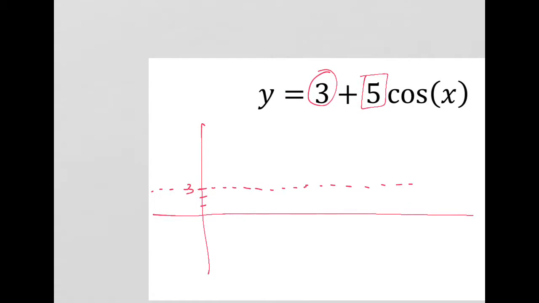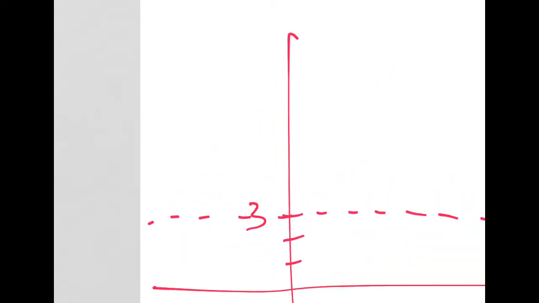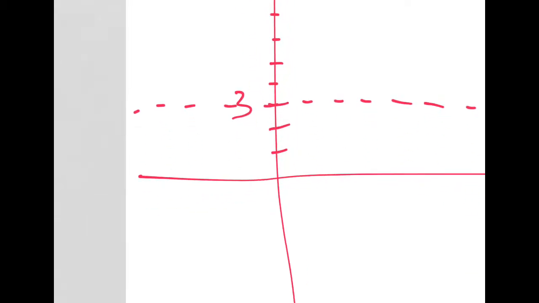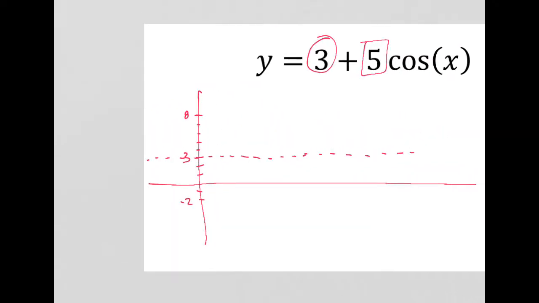Well, that changes my amplitude. It makes it from an amplitude of 1 to an amplitude of 5, which means from that axis of symmetry, I'm going to go up 5. So 1, 2, 3, 4, 5 puts me at a maximum of 8. And I'm also going to go down 5. So 1, 2, 3, 4, 5 puts me at a minimum of negative 2.